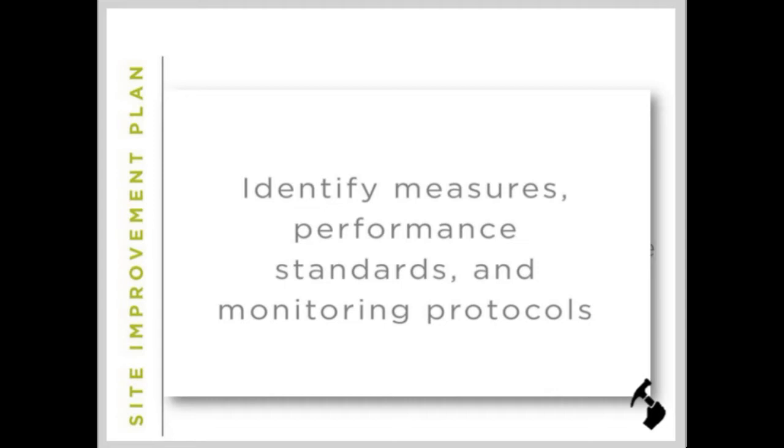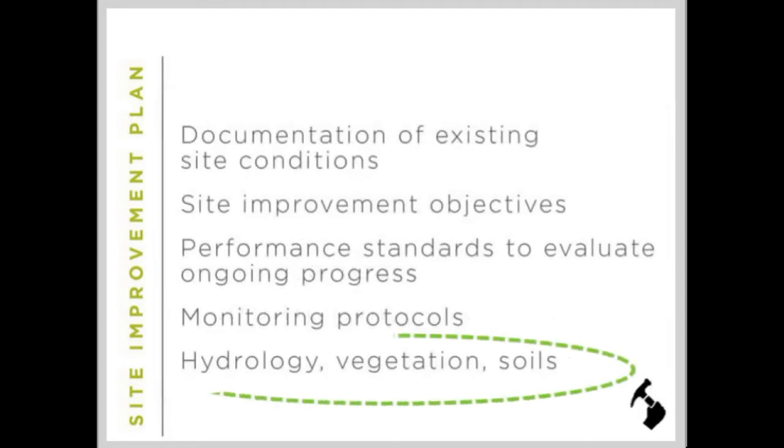The next step is to identify specific improvement measures, performance standards, and monitoring protocols. The team should address each topic area listed in the credit requirements: hydrology, vegetation, and soils. This is a possible question. And establish metrics to measure the progress made for each improvement, as well as protocols for monitoring their ongoing operation and condition.